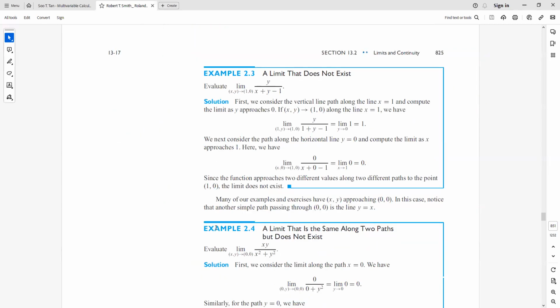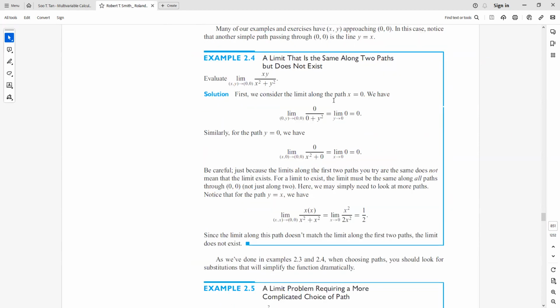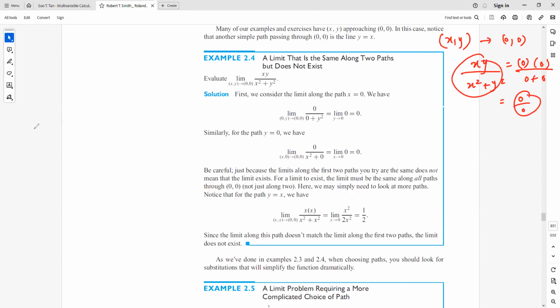Now see this example. This is the same as we did earlier. Now see this one: xy over x squared plus y squared, given that the point (x, y) approaches (0, 0). If we plug in the point (0, 0), we get the indeterminate form 0 over 0. So now we need to investigate this limit from different paths.